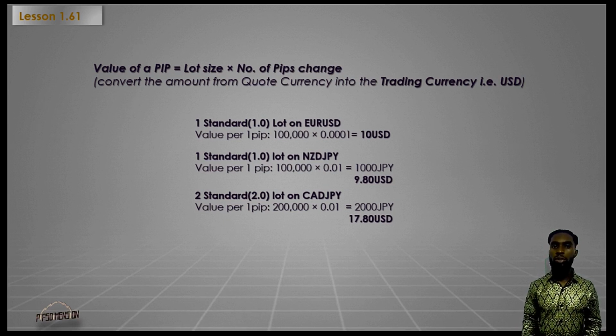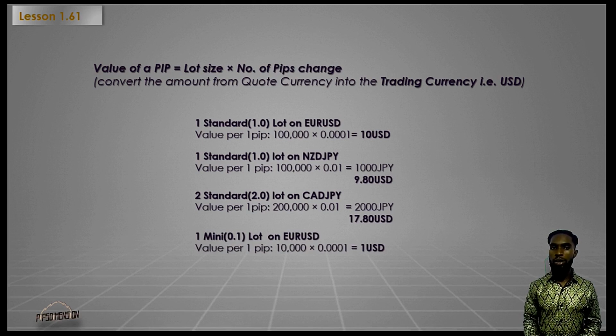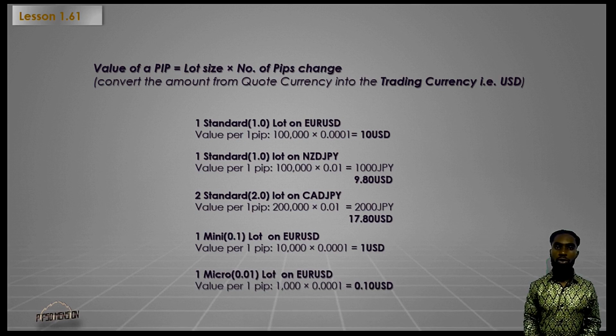If you trade 1 mini lot of the euro-dollar pair, then the value of one pip will be 10,000 multiplied by 0.0001 US dollars, and this will be $1 per pip. If you trade 1 micro lot on the euro-dollar pair, then the value of one pip will be 1,000 multiplied by 0.0001 US dollars, and that will be 0.10 US dollars per pip, or 10 cents per pip.